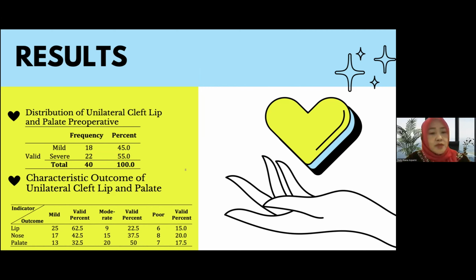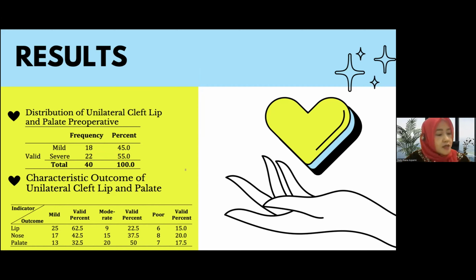Moving to the assessment of the nose. The data demonstrated that the good category was still the most frequent, with 42.5% of cases falling within the favorable outcome range. The moderate category accounted for 37.5% of cases, reflecting moderately positive results. The poor category, though less common, was represented by 20% of cases, signifying individuals with less favorable nose outcome.